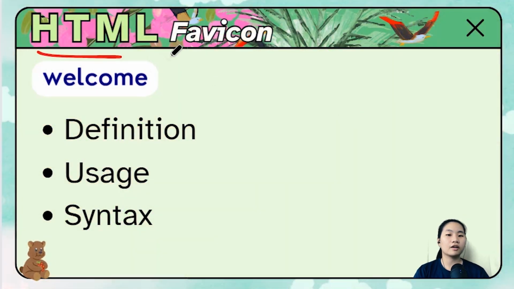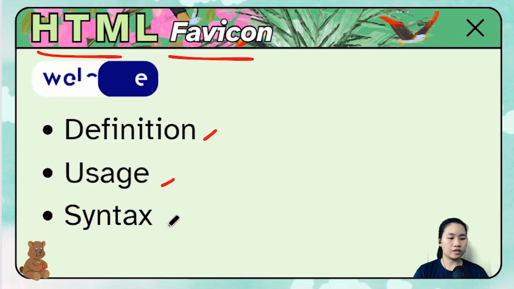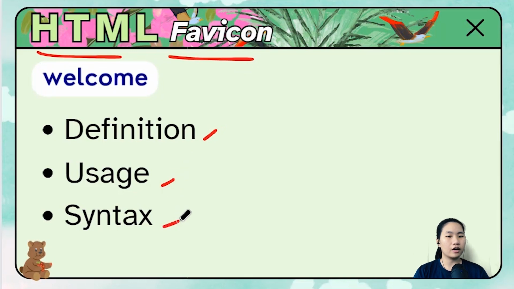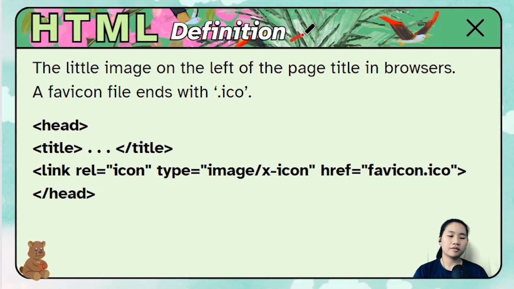Today we'll be talking about Favicon, okay? We'll be diving into the definition, the usage, and the syntax of Favicon and what it can do for your website. So what is a Favicon? I think some of you might have heard of it. Favicon is this little image on the left of the page title in browsers, and the file type is ICO, okay?